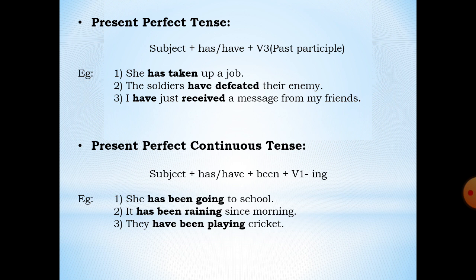Third sentence, they have been playing cricket. They is a plural pronoun. Many people are there. That's why they is used. Have, why? Because have always goes with plurals. When the subject is in plural, at that time we have to use have.